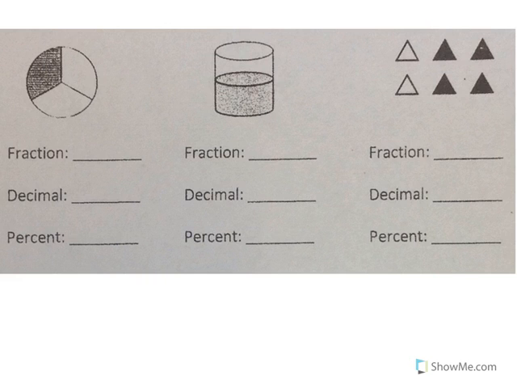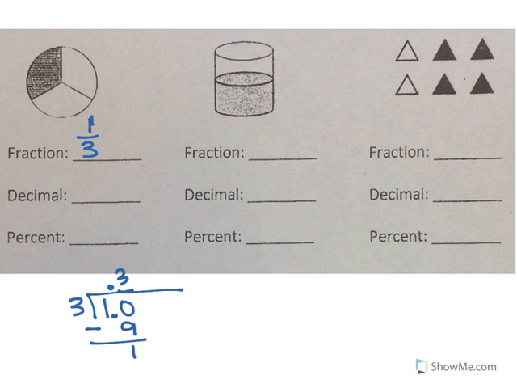Let's try 3 more. So our first one here, we have a circle cut into 3 pieces, and one of those pieces is shaded. So 1 out of 3 is shaded. My fraction is 1/3. Now, to convert this to a decimal, I'm going to have to divide. So I'm going to do 1 divided by 3. Well, 3 doesn't go into 1, so I have to put that decimal and a 0. And now I divide as if the decimal was not even there. So 3 into 10. 3 goes into 10 3 times. 3 times 3 is 9, and I get a 1.